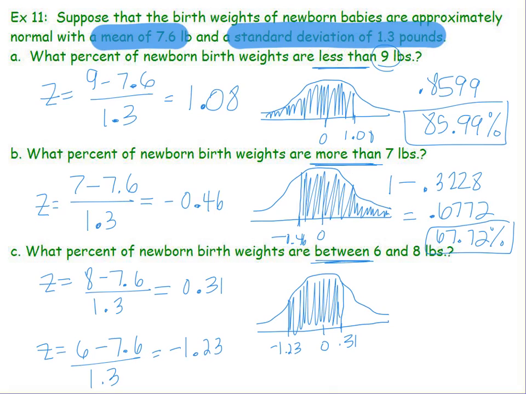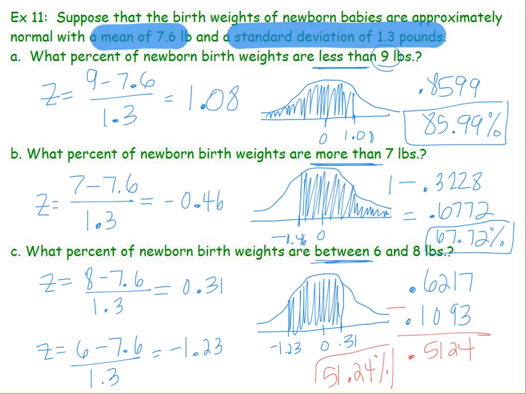So let's start with the higher. Look up, go to your positive side, go down to 0.3, go over to the 1 slot, and I get 0.6217. Flip it over, go to the negative side, go down to negative 1.2, go over to 3, and I get 0.1093. And if I want the amount between them, that means subtract. So use your calculator, you get 0.5124 or 51.24%.